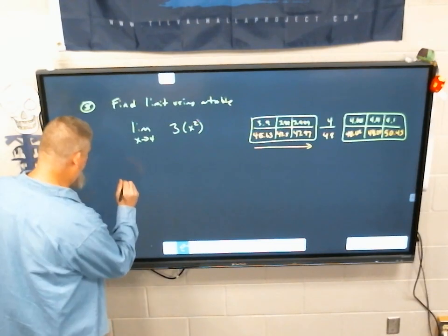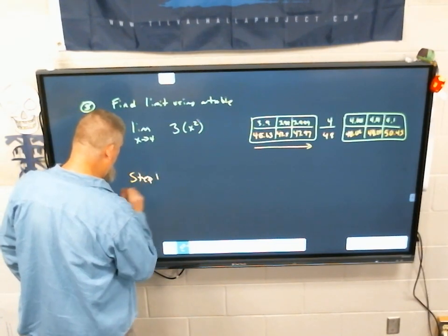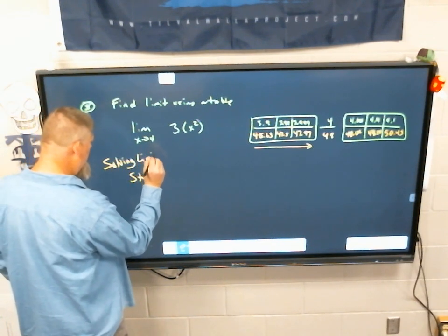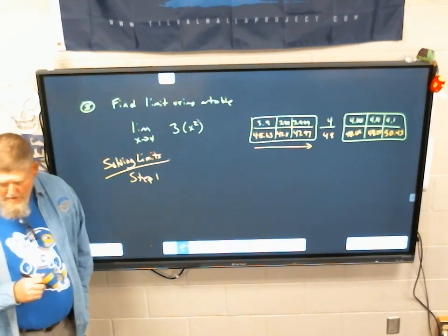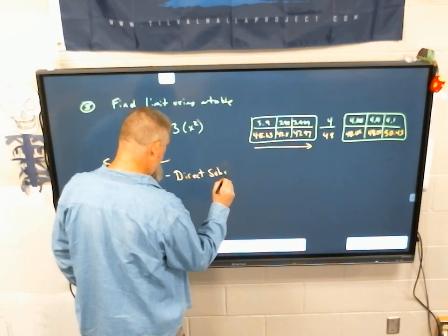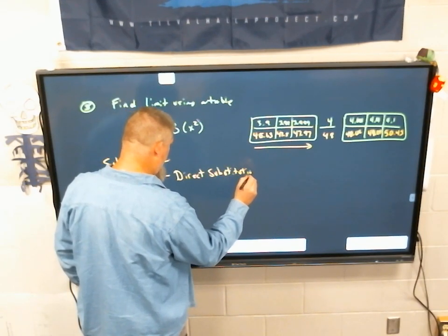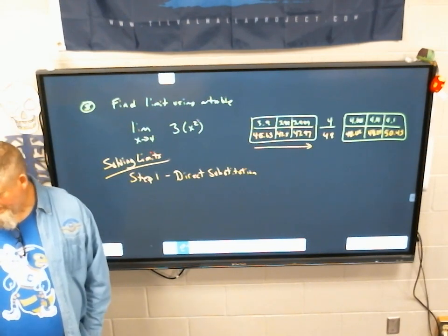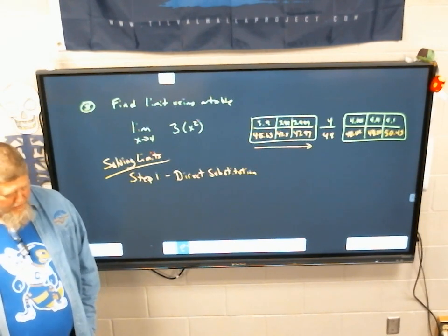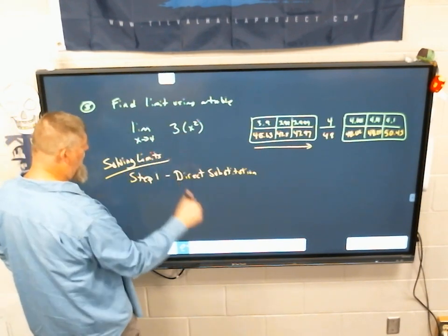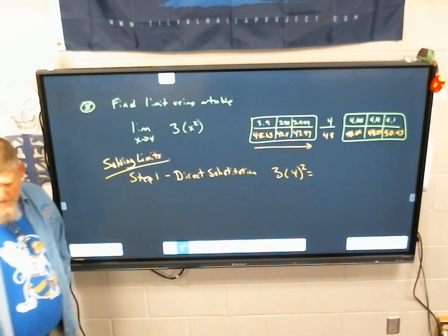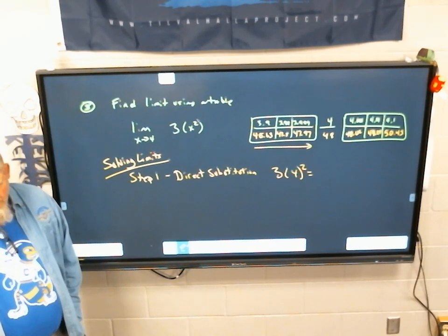And this brings me to my first step. Step 1, solving limits. It's what you always do first, and it's called direct substitution. See, in the last example, we had a no-no. We had a place where it didn't exist. We had x equals 2 made 0 over 0, right? What if I just plug 4 directly in here? What if I just do 3 times 4 squared? Notice what I get. That's 48.